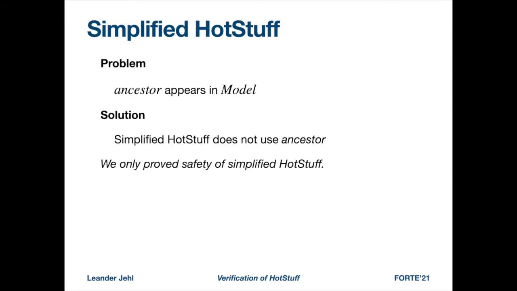The problem is that the ancestor relation appears in the HotStuff algorithm. As a solution, we came up with a simplified variant of the HotStuff algorithm that avoids the ancestor relation, and we proved safety for that simplified version. We believe that our simplified version is not only easier to verify, but also easier to implement, but we have no evidence of that yet.